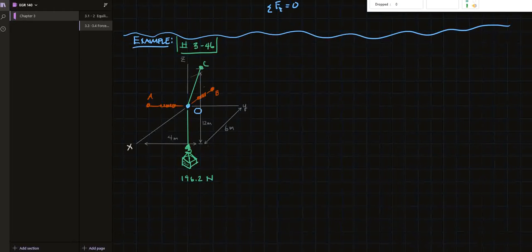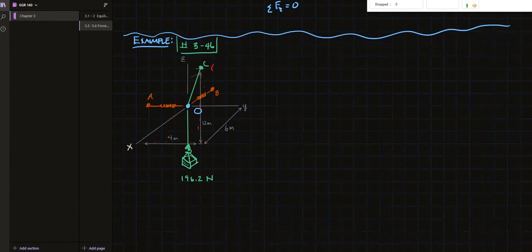So I've gone ahead and drawn my axis system to originate at point O here, where all these meet. And these then are the units. From O, we move 6 meters in the x direction, this way, 4 meters in the y direction, and then 12 meters up in the z direction to get to point C.